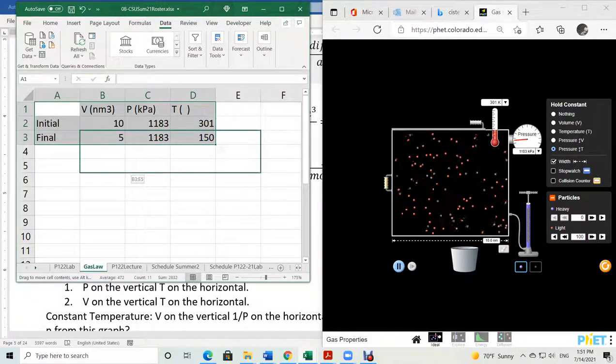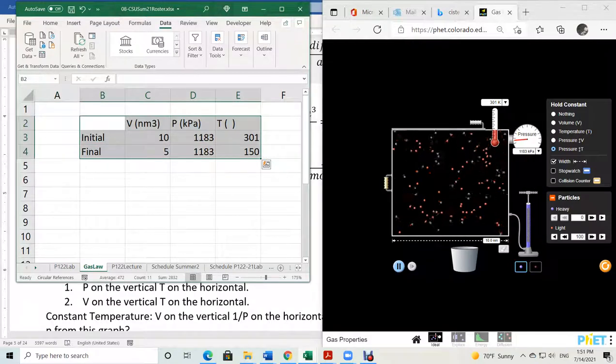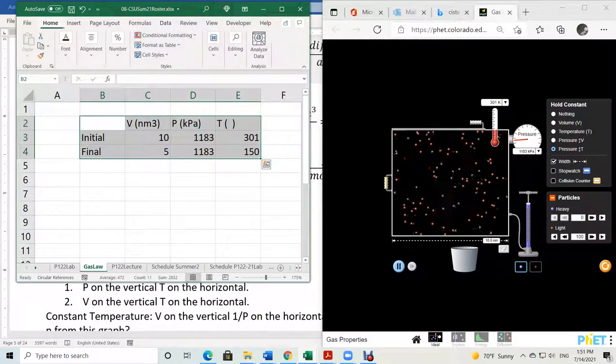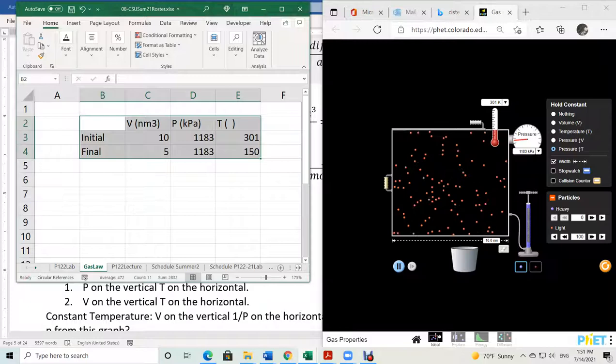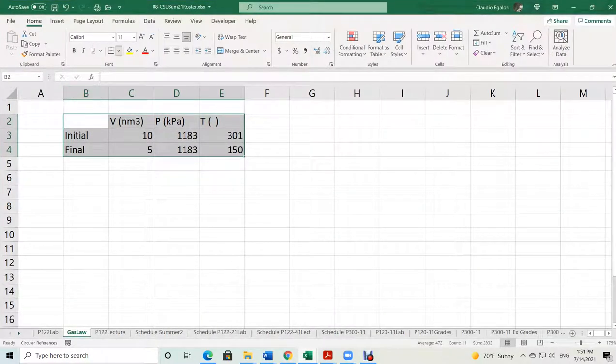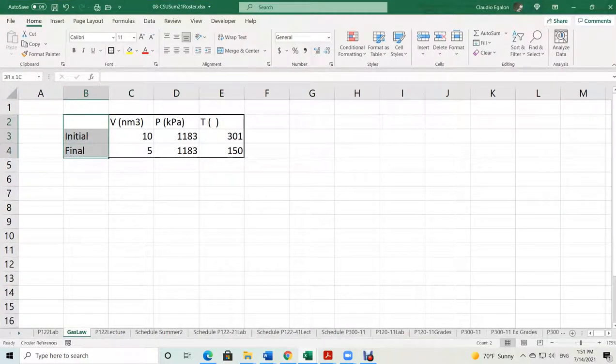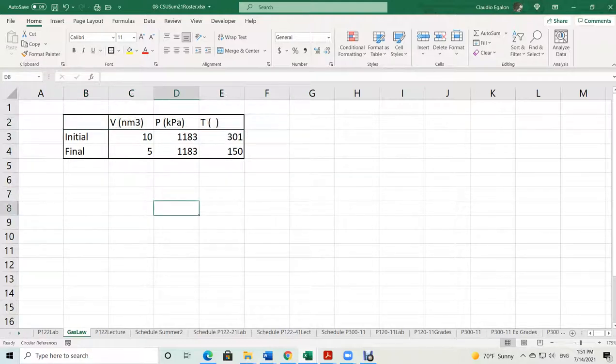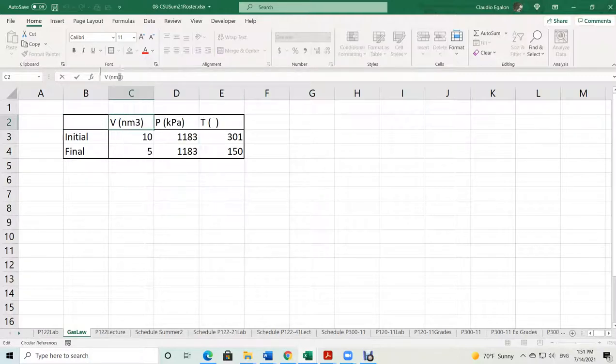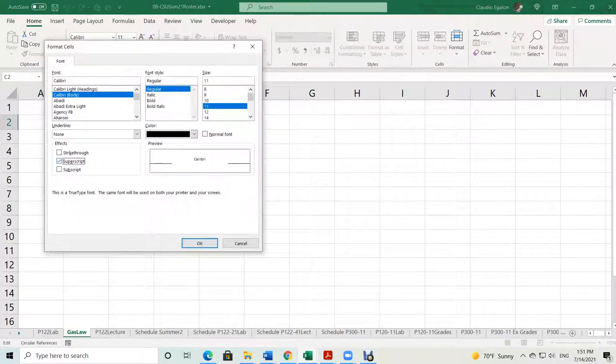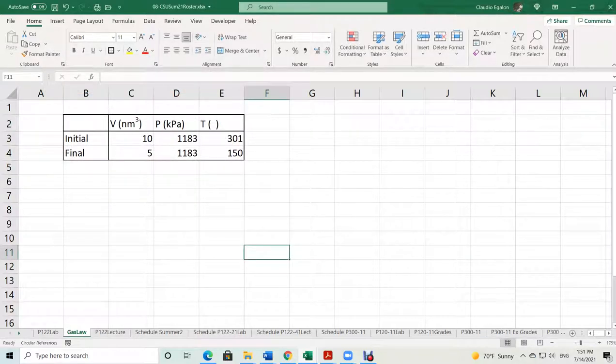So, make this table look nice. Blow it up. Like that. There you go, now we did it. I have to put the cube here: right click, format cell, superscript. Here you go, like that.